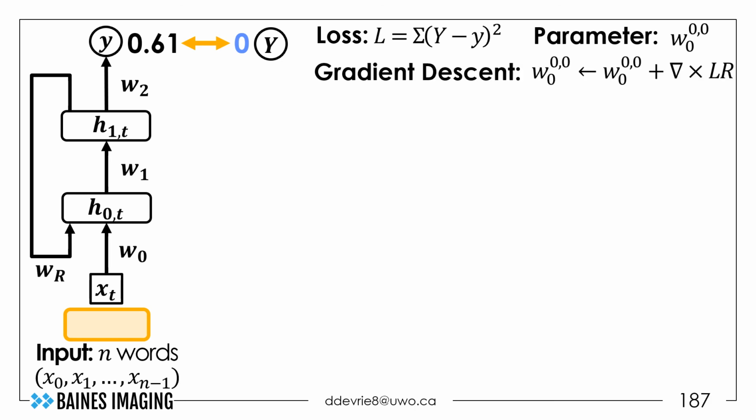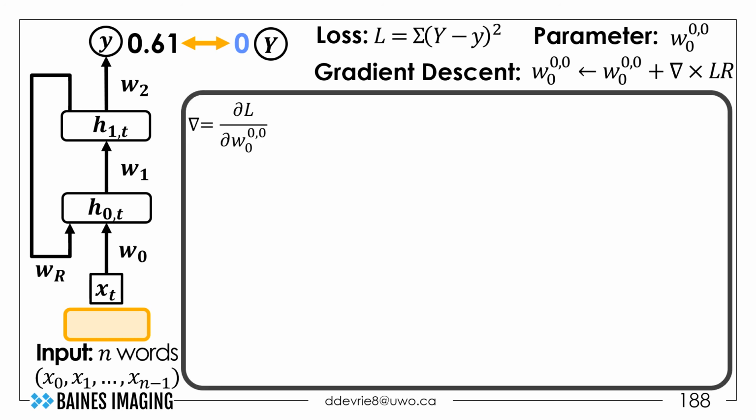In order to do that, we use a gradient descent method. So we update that W0 term by adding the gradient multiplied by our learning rate. And then the calculation of the gradient is where things start to get difficult. So we take the loss and we take the derivative of it with respect to that parameter we're trying to optimize. And that gives us our gradient term.